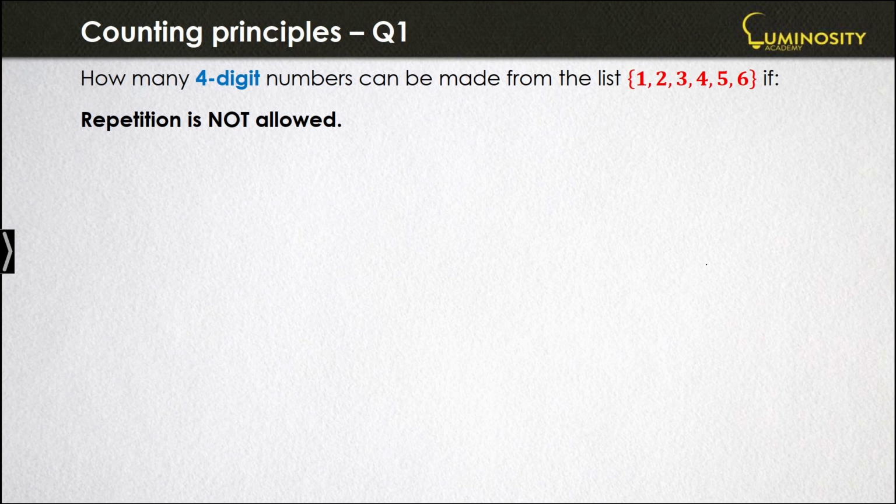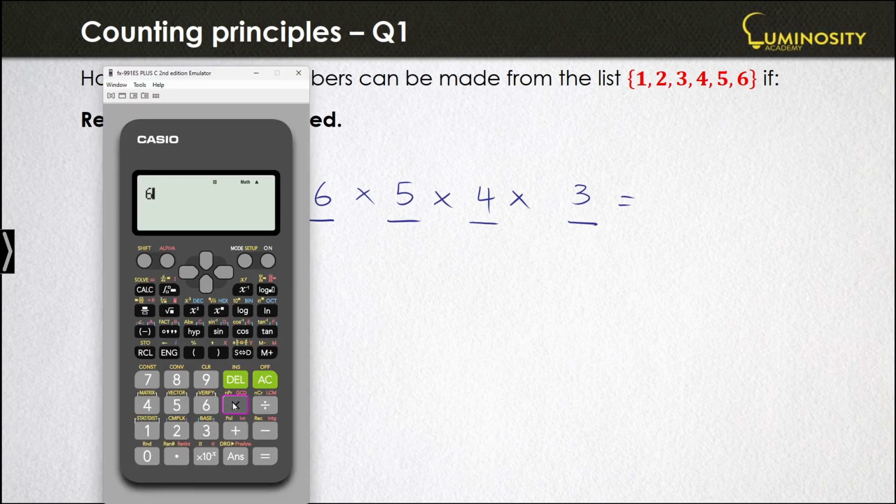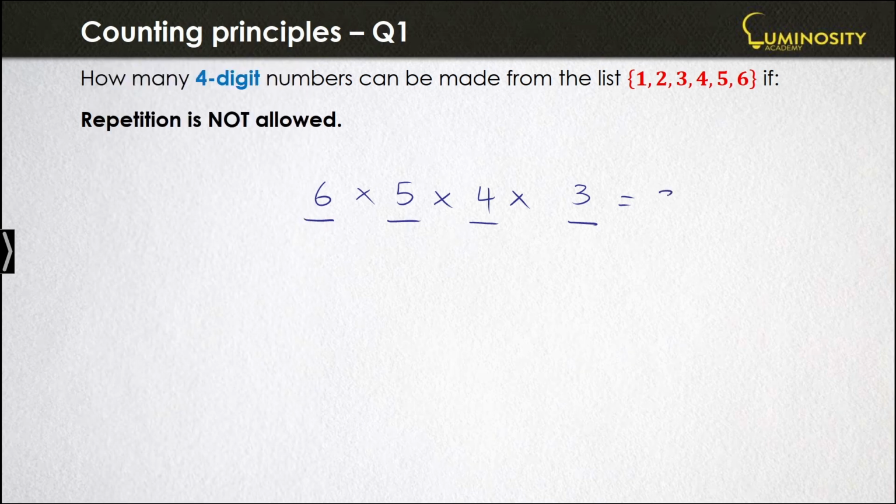If repetition is not allowed, well, again, we still have 4 spaces to fill. But now we have 6 digits for the first number. But because we've chosen one of those 6, there are 5 left for the second number. Then there'll be 4 left for the third number and 3 left for the last number. So by the fundamental counting principle, we will simply multiply those 4 values together and get the solution. So 6 times 5 times 4 times 3, that's 360.